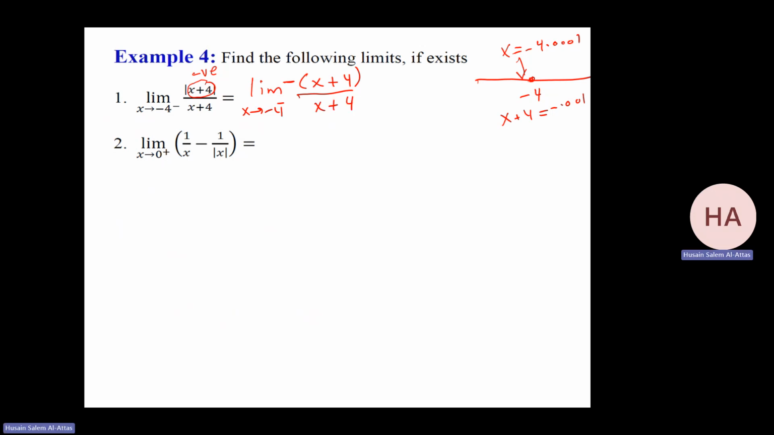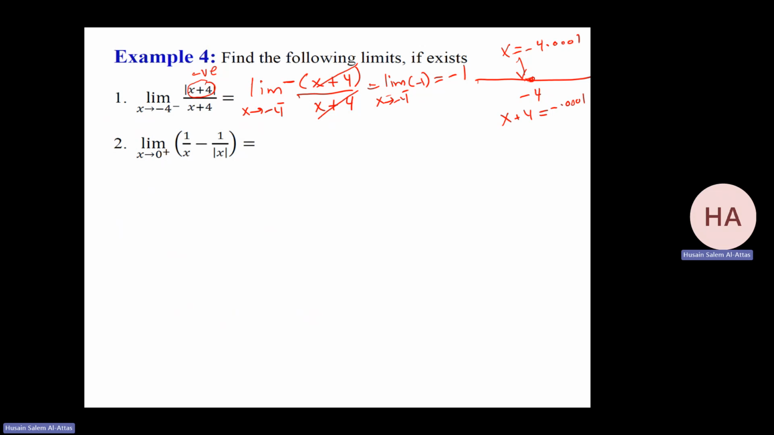Now I'll repeat it. x goes to minus 4 from left, so I am around here, minus 4.001, and x plus 4 is minus 0.001. So that means the thing inside the absolute value is negative. So when I take it out, I take it as is, multiplied by a minus sign. Now we just continue. The limit as x goes to minus 4 from left: this is cancelled with this. I'm getting minus 1, and the answer is minus 1.